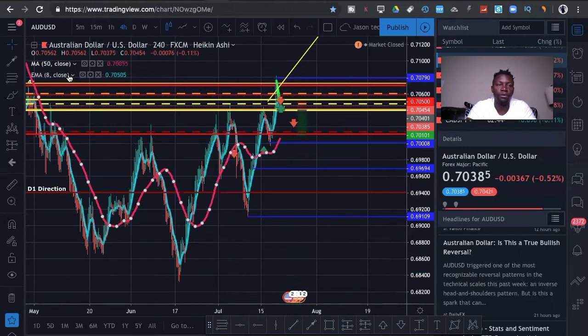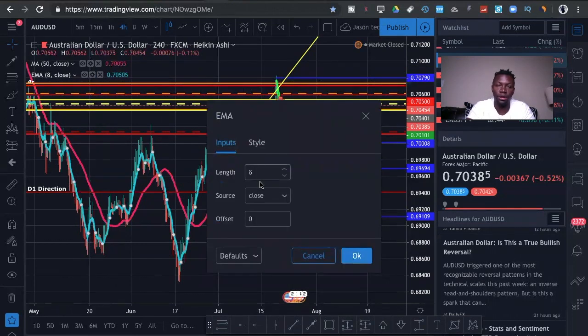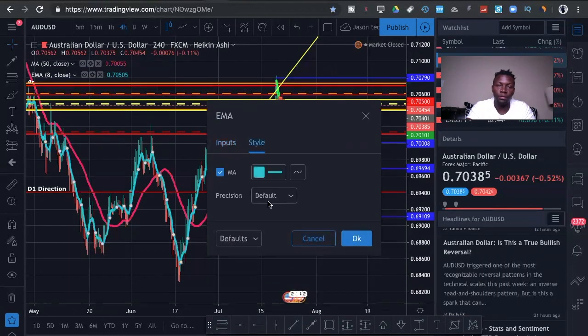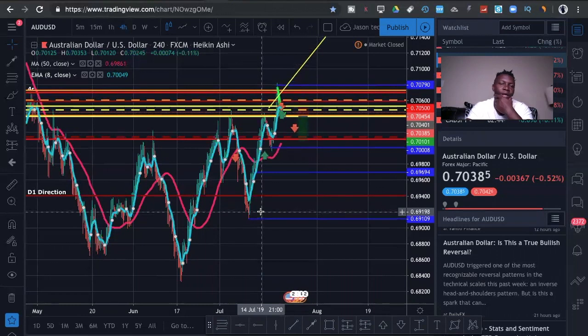And the next one will be an EMA, or exponential moving average. And I pay very close attention to that. It's an exponential moving average, EMA, and that is put at 8. So you'll see that 8 in green. Okay, so these are the two EMAs or moving averages that I use.